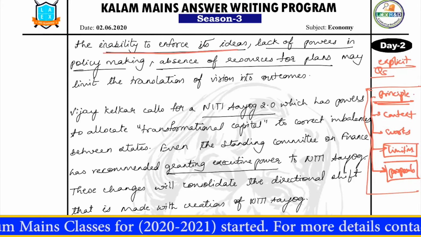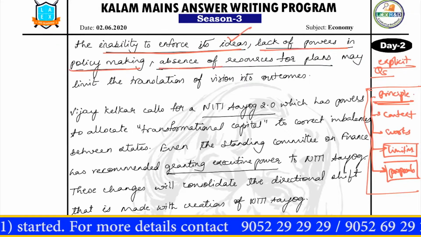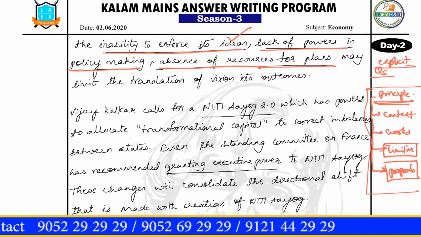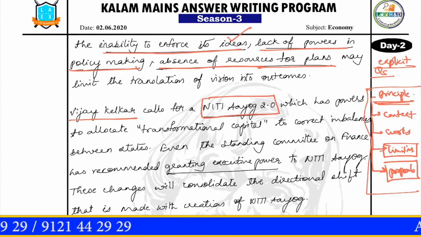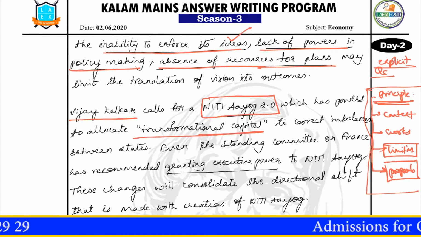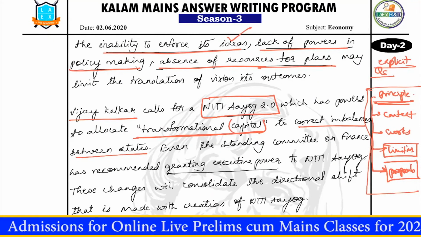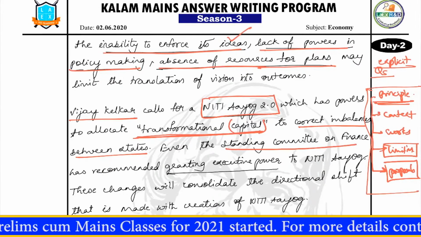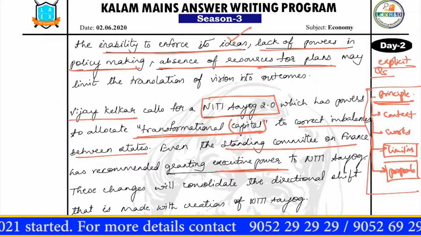So, the inability of Niti Aayog to enforce its ideas and the lack of powers in policy making, because it does not have any explicit roles in the ministries, and the absence of resources for plans are limiting the translation of Niti Aayog's vision into outcomes. This has not just been pointed out by us, even Vijay Kelkar has called for Niti Aayog 2.0, which asks for more powers to Niti Aayog in allocating transformational capital. So he says that Niti Aayog should have some powers to correct the imbalances between states, and this power to allocate funds, and this fund he refers to as transformational capital. And the Standing Committee on Finance also has recommended that Niti Aayog should be given some executive powers so that the changes which Niti Aayog proposes will take a more consolidated form.